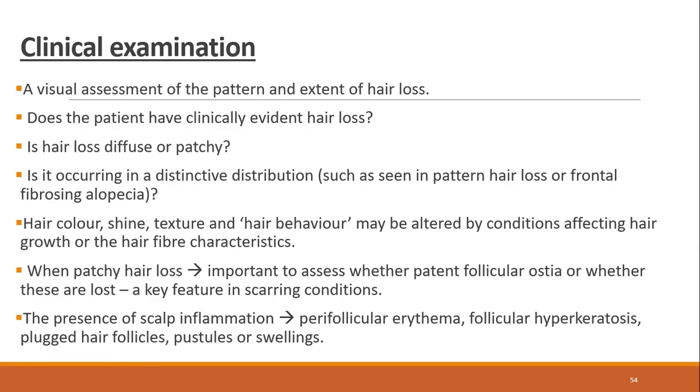When patchy hair loss is present, it is important to assess whether the follicular ostia are patent or whether they are lost. Loss of follicular ostia is actually the scarring. Presence of scalp inflammation is seen as perifollicular erythema, follicular hyperkeratosis, plugged hair, and pustules or swelling.